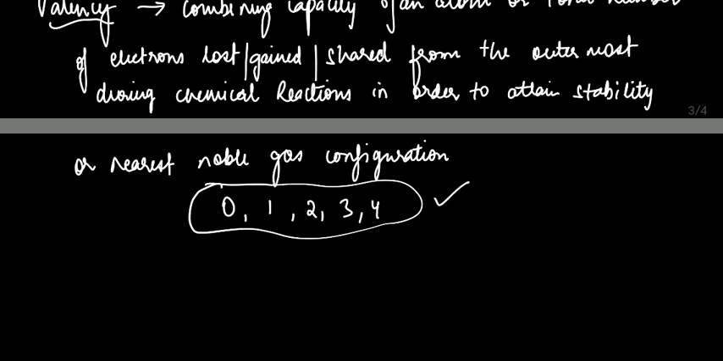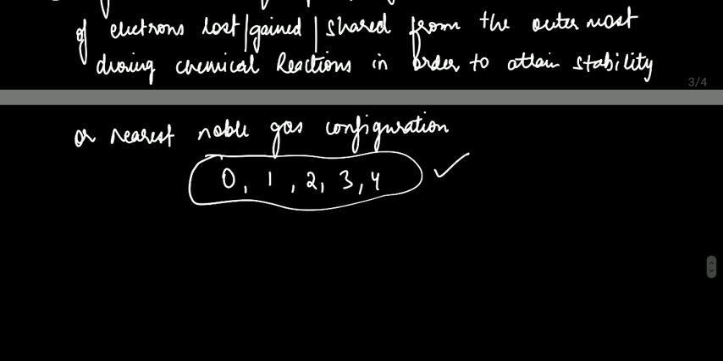We never say 5 is a valency. We say plus 5, or plus 3. That can be a charge, that can be an oxidation number, we call it. But it's never going to be valency. Valency doesn't carry charge.